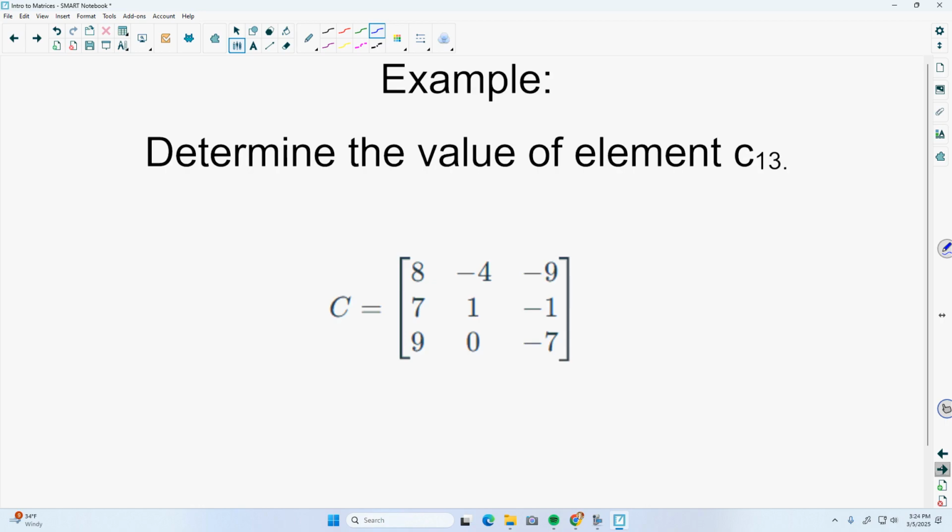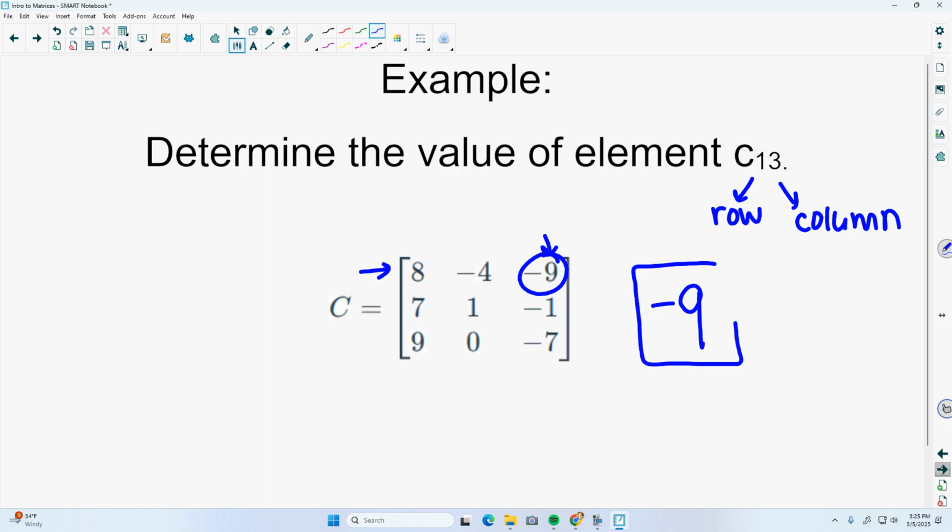So one of the things you could be asked to do with this would be to determine the value of element C13. So that capital letter C here, we've named the matrix C. Okay, look in here, we're talking rows first. So that 1 tells us we're looking for the first row. That 3 tells us we're looking for the third column. So I go to row 1, column 3. That means element C13 is -9.